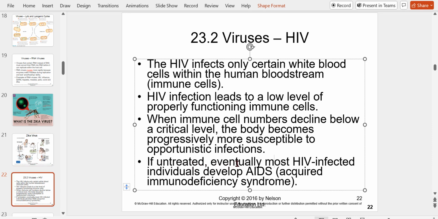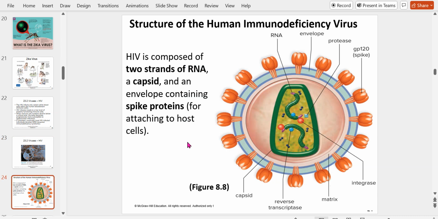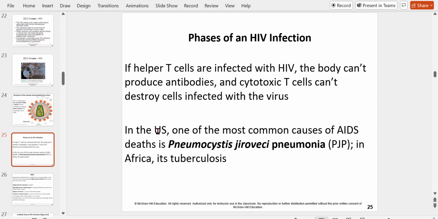If untreated, HIV eventually changes into AIDS, which is what we call acquired immunodeficiency syndrome. And here's the electron micrograph of the HIV virus, budding from a macrophage. You'll see right here, all these little guys in here. The structure of the HIV virus: it's an RNA virus. There are two strands of RNA and a capsid and these spike proteins. That's it. About as simple as you can get.